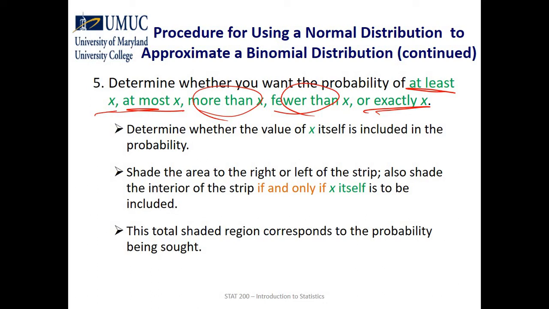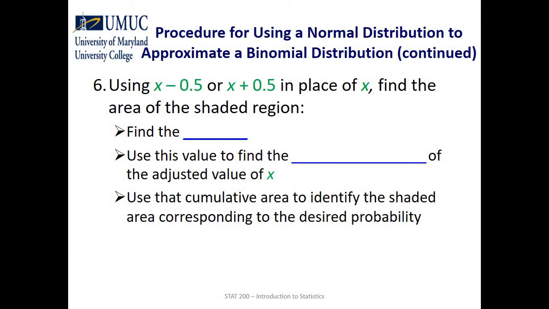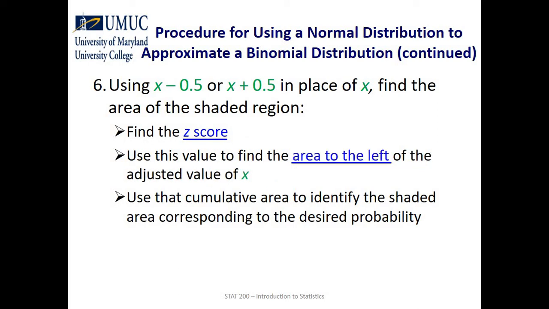All right, shade the appropriate area either to the right or left of the strip, and then the interior of the strip if and only if x itself is to be included. The shaded region corresponds to the probability being sought. Okay, well, the next step is to, using whatever that x minus 0.5 or x plus 0.5 is in place of x, find the area of the shaded region. Compute the z-score. Use this value to find whatever area you're interested in to the left of your adjusted value of x. And then from there you determine what value you actually want.